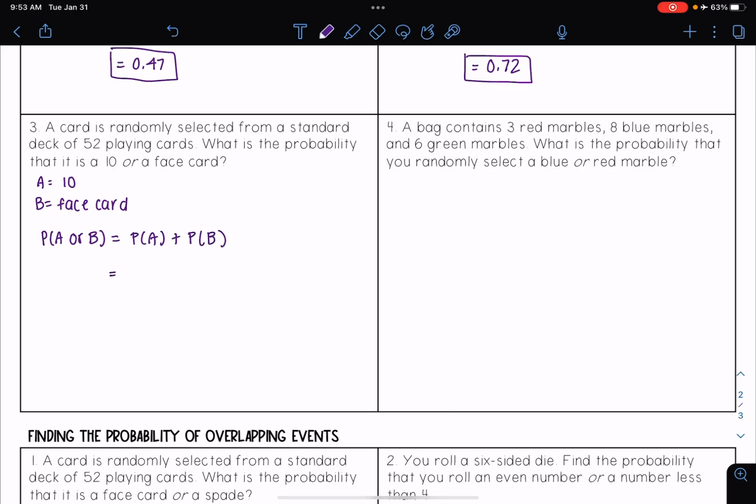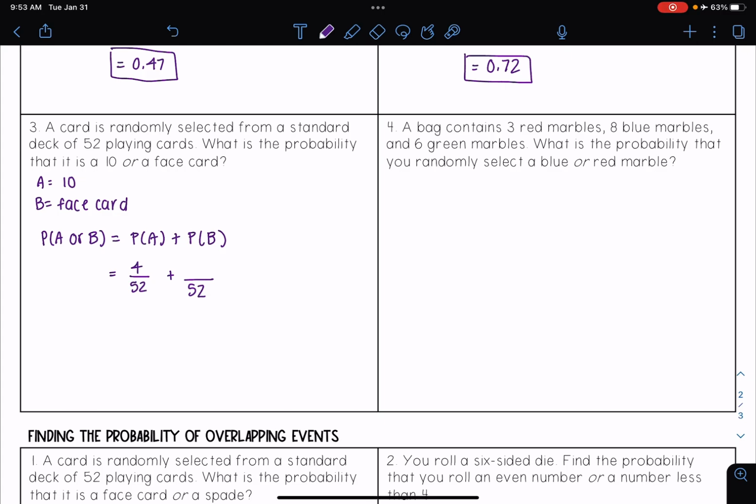So I need to find the different probabilities for either drawing a 10 or drawing a face card. Well, a standard deck of cards has 52, so these are both going to be out of 52. And I need to determine how many of each type of card there are. Well, for a 10, I know there's 4 suits. There's the spade, heart, diamond, and club. So that means there's going to be 4 different 10s.